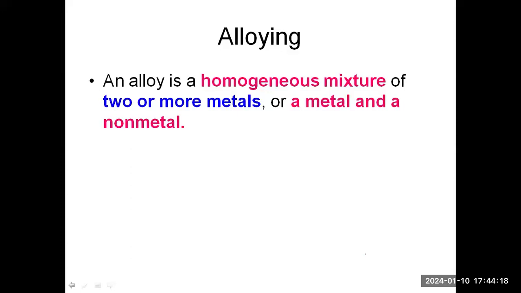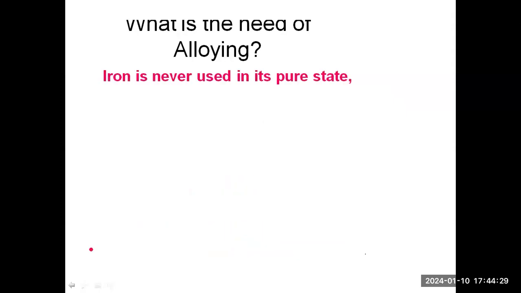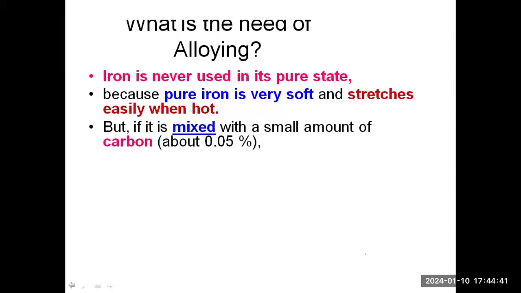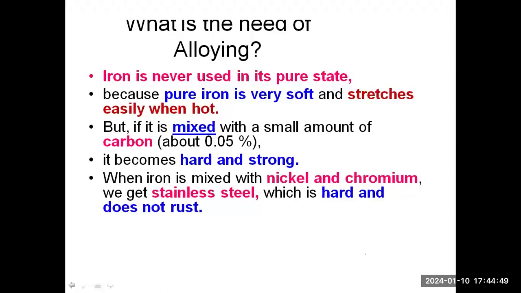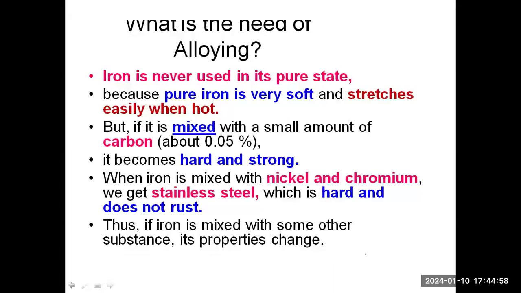Alloying is mixing two or more metals, or sometimes a non-metal is also mixed with it. So we have certain examples here. Iron can be converted into stainless steel because iron is a metal which gets corroded or rusted easily. But if you mix a small amount of carbon, like 0.05% carbon into it, it will not get rusted, and it is called steel. If you mix nickel and chromium into it, it becomes stainless steel because it will never rust and it is hard in nature.